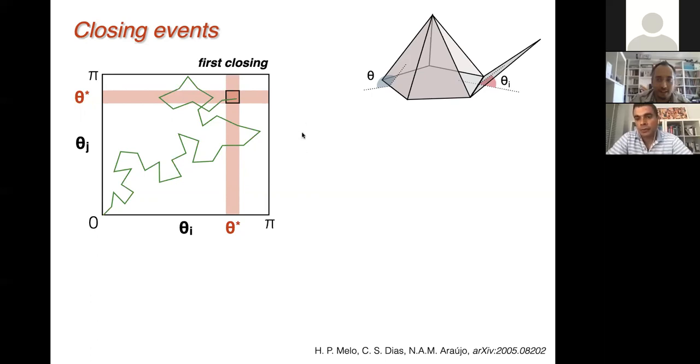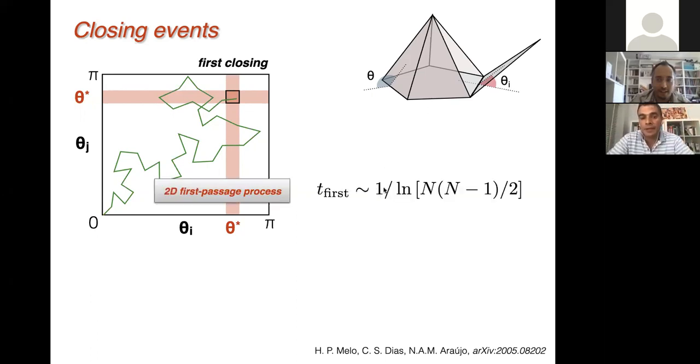And it's possible to show n times n minus 1 divided by 2 possible pairs of faces that can be the first ones to meet. And so the time for the first closing event should go according to this expression, where n is the number of lateral faces. Here what we have is the logarithmic. So it's something that goes with 1 over the logarithm of the faces.